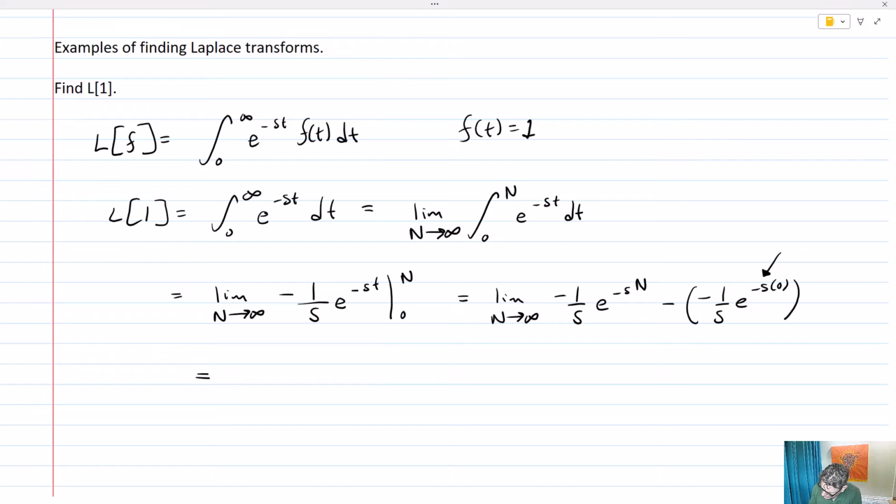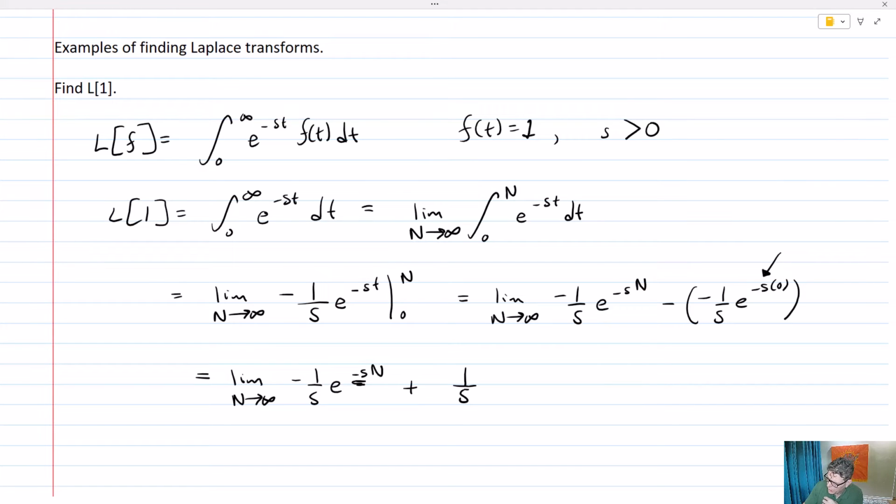Now this is going to end up giving me the limit as big N goes to infinity of negative 1 over s e to the negative sn plus 1 over s. Now notice that this is negative s. We're going to define s as actually being greater than 0. s will have to be greater than 0. If s isn't greater than 0, this is not going to converge.